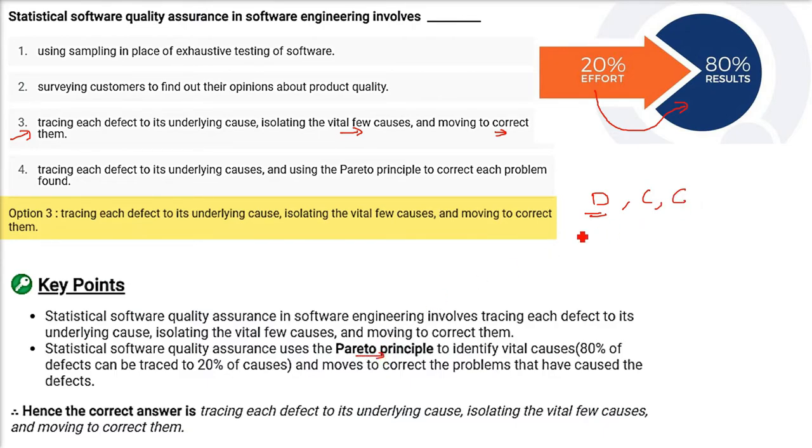and then correcting it. So this statistical one uses the Pareto principle to identify the vital causes, that is 80% of the defect can be traced from 20% of the causes, and moves to correct the problem that have caused the defect. So this is Pareto principle underlying, but basically statistical, the answer is 3, because what we are doing here is already known.